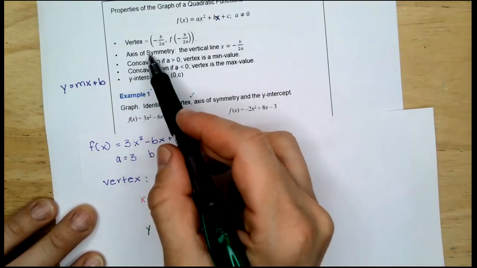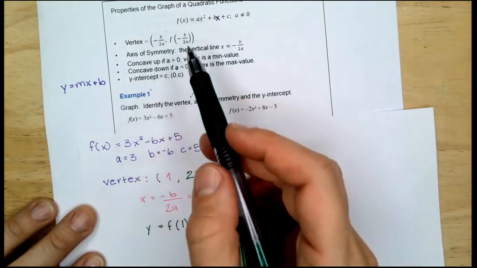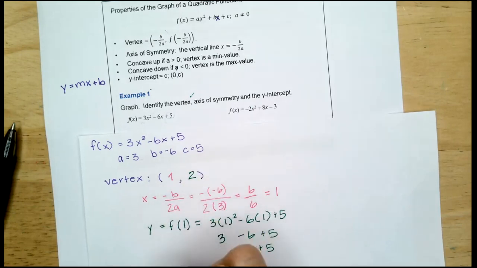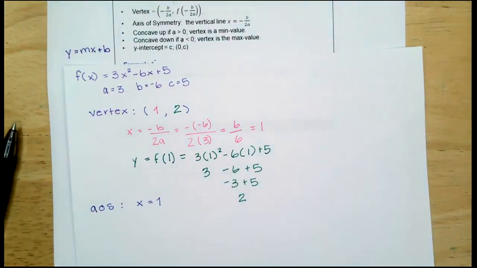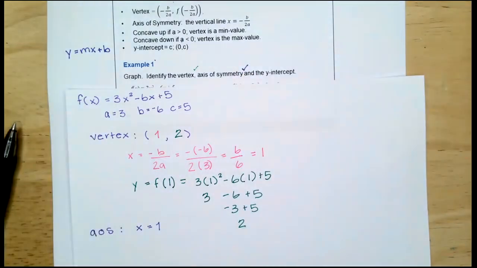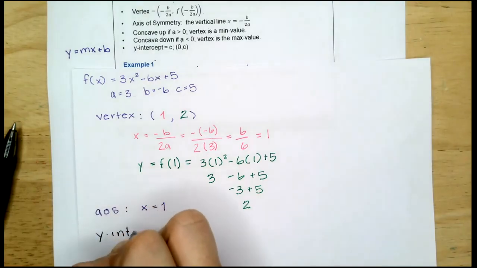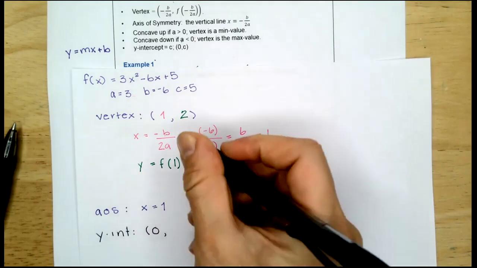Axis of symmetry comes quickly after the vertex. It's the vertical line x equals, and then whatever your x value of your vertex was. So my axis of symmetry, you can just call it my AOS, is just going to be x equals 1. Oh, sorry, you couldn't see that. I've identified the vertex, identified the axis of symmetry, and then the y-intercept is just C or 0, comma, C. And what is C? C is 5.